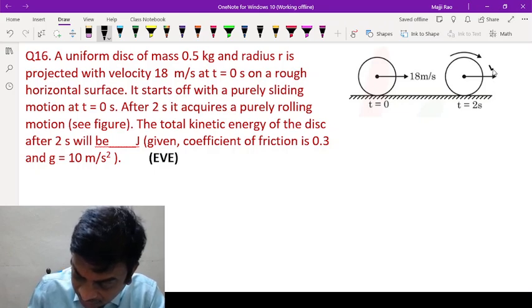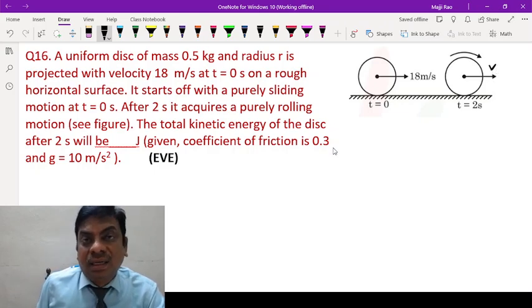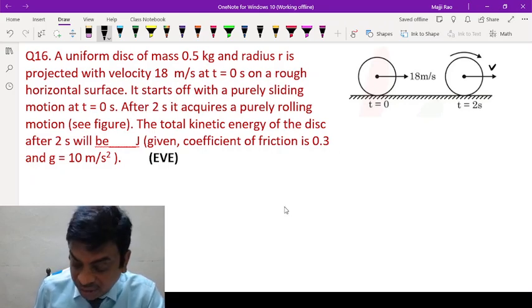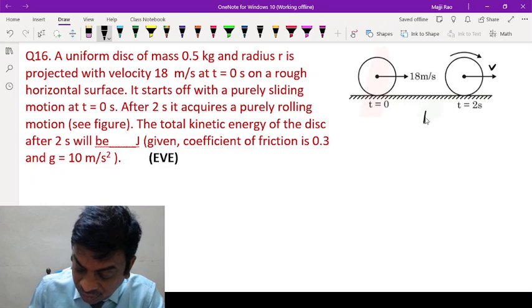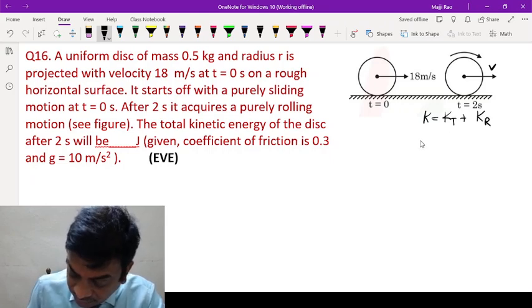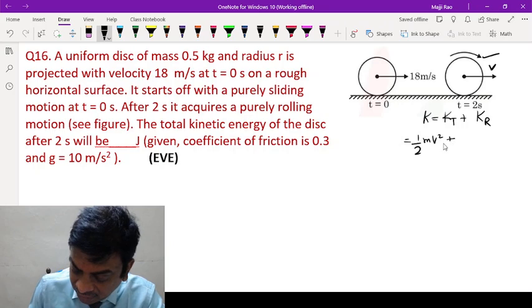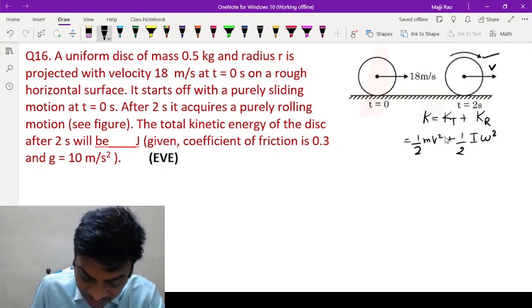Now you know total kinetic energy means the kinetic energy corresponding to translatory motion as well as that due to rotatory motion. So total kinetic energy will be kinetic energy due to translatory motion plus kinetic energy due to rotatory motion. So now, as you can see, kinetic energy due to translatory motion is half mv square, okay, and kinetic energy due to rotatory motion is half I omega square.